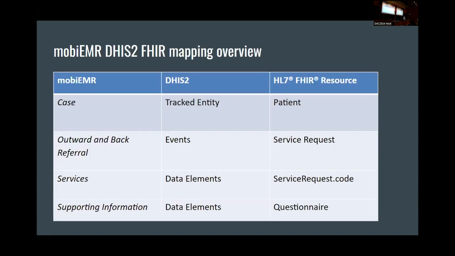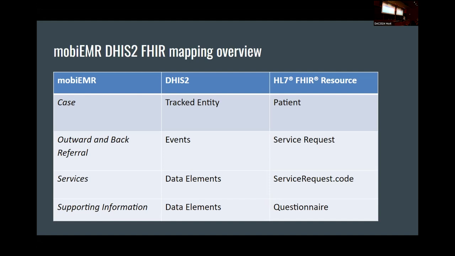For those who know FHIR, in our MobiMR we call it a case because it's a caseload. In DHIS2 you call it a tracked entity. In HAPI FHIR you call it a patient. With outward and forward referrals, for us it's just a workflow. Somebody meets a client, they refer, the data goes somewhere, it's picked up. And there's a lot of interoperability involved, because we're talking about a system coming into a space where there are other systems, electronic health record systems and so on, mostly supporting FHIR. So we're basically doing this back and forth referral of patients.